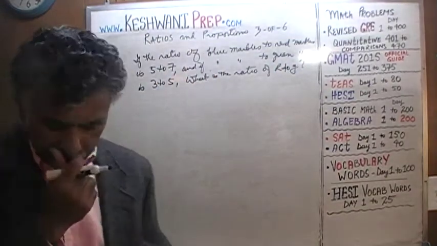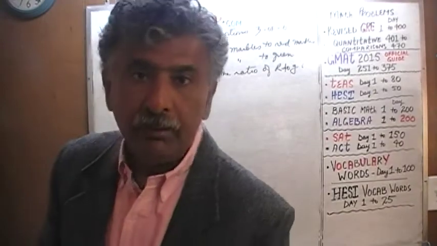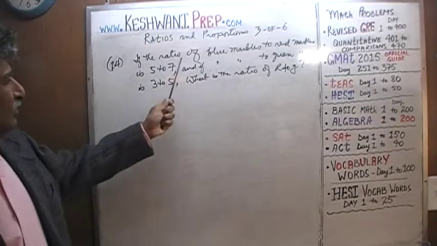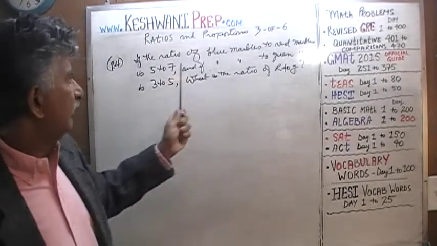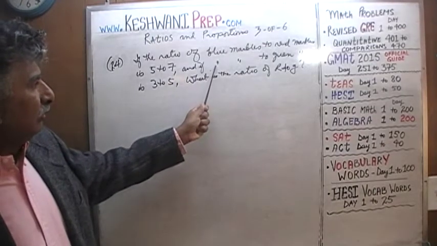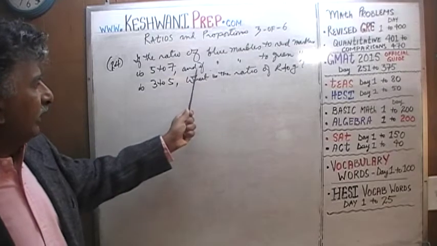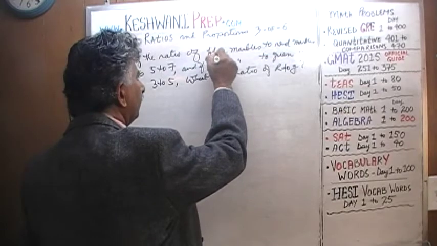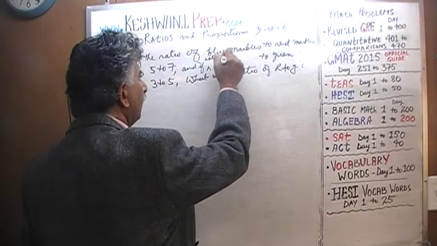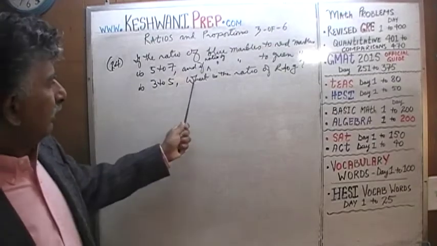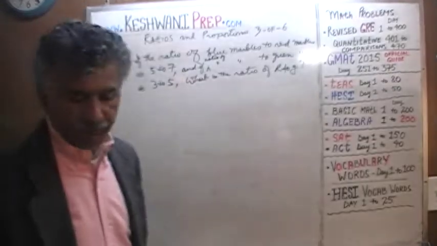One more time, I'm going to read it to you slowly in the event that you have trouble with my handwriting. It says, if the ratio of blue marbles to red marbles is 5 to 7, and if the ratio of blue marbles to green marbles is 3 to 5, what is the ratio of red to green? Do it yourself.